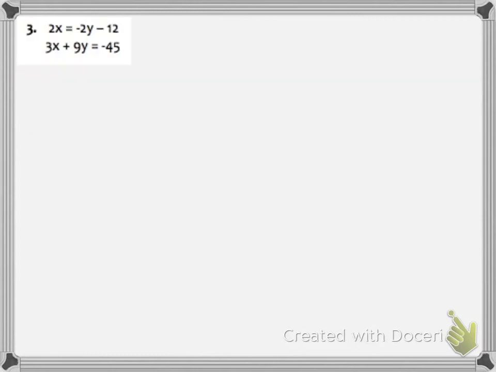So let's try one more. 2x equals negative 2y minus 12, and 3x plus 9y equals negative 45. You may solve this any fashion you want. Please hit pause, and when you're ready to see the solution, hit play again to see the solution.